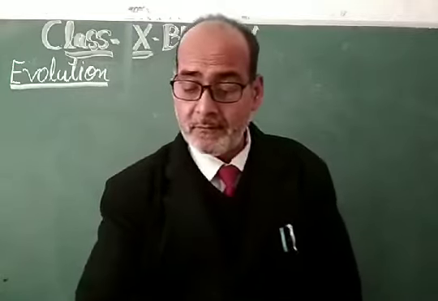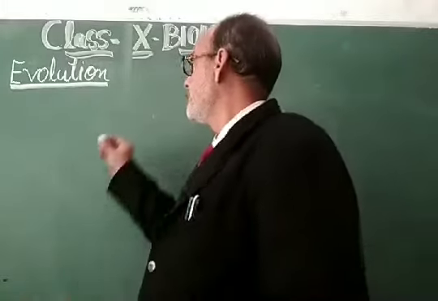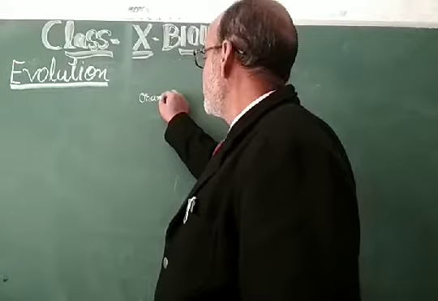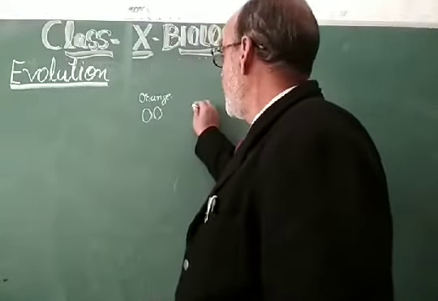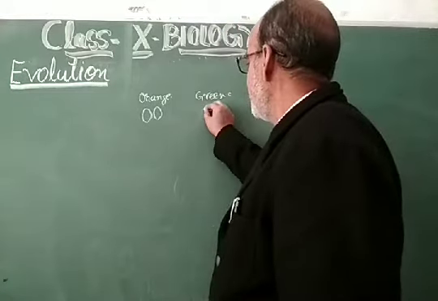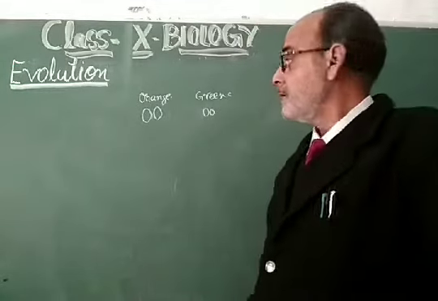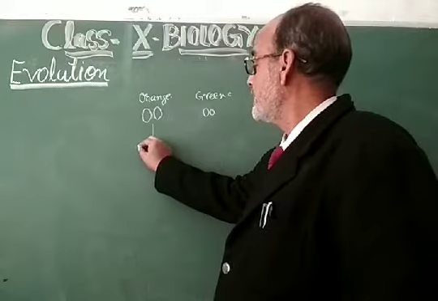Take the example of gene frequency, my dear students. Take the color of an animal. If an animal is having orange color, indicating O and O, and the other is having green color, indicating small o and small o, then how will the gene frequency be? The gene frequency will be in the first generation.